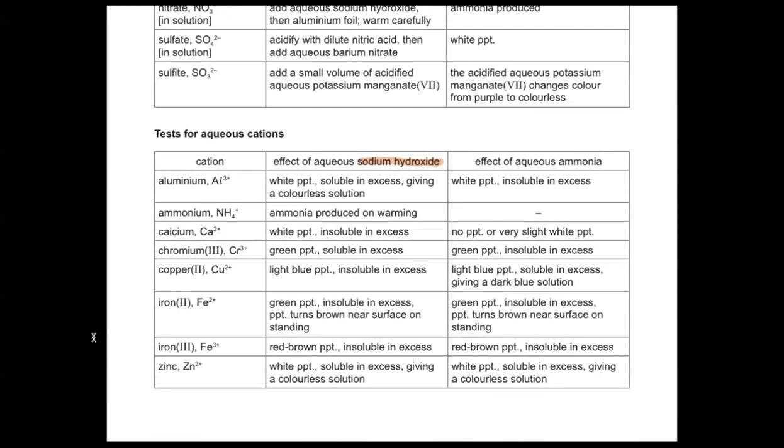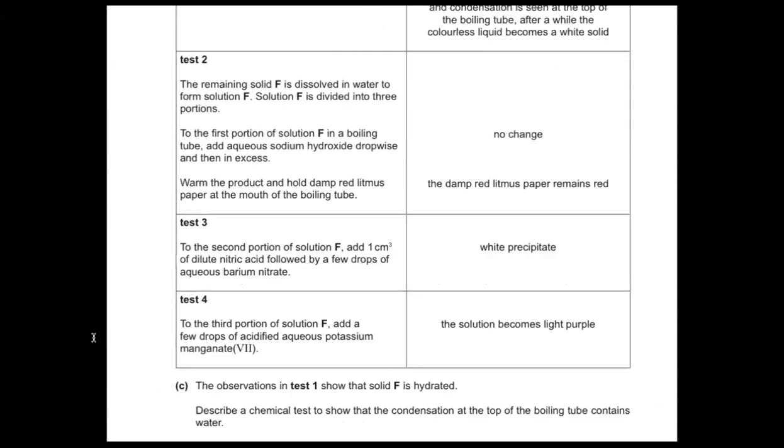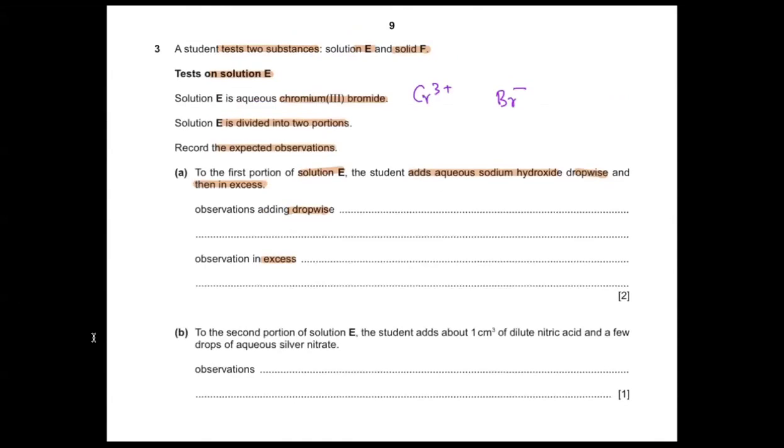So you can check over here. See, sodium hydroxide, chromium 3 positive: green precipitate soluble in excess, right? So I'm going to write the same thing. Green precipitate soluble in excess. Is this understandable? Yes, sir.